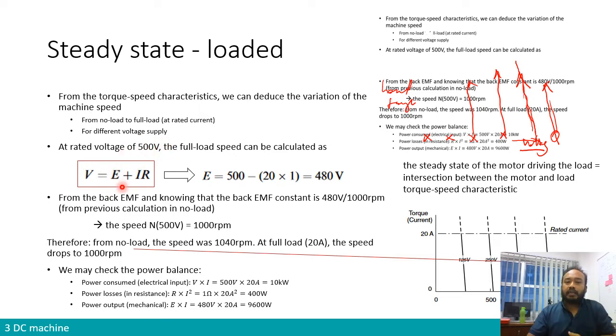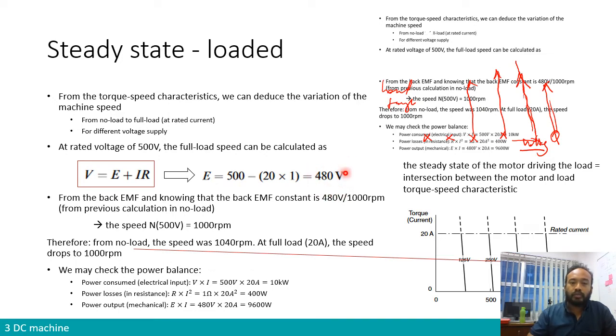E is the back EMF due to the rotational speed, so the rotational speed is what we want to find. And IR: I is the rated current, which is 20 amps, and R is the resistance of the armature winding, which was 1 ohm. So if we do the calculation, we end up with E equals 480 volts.